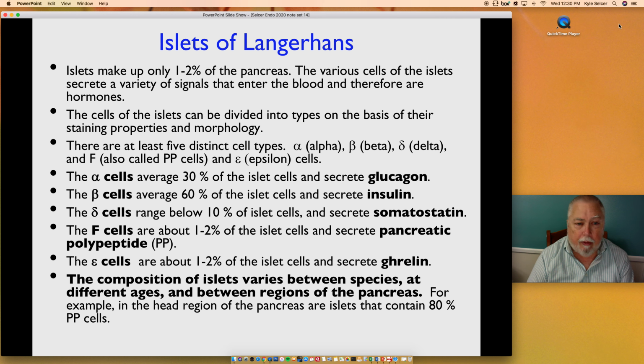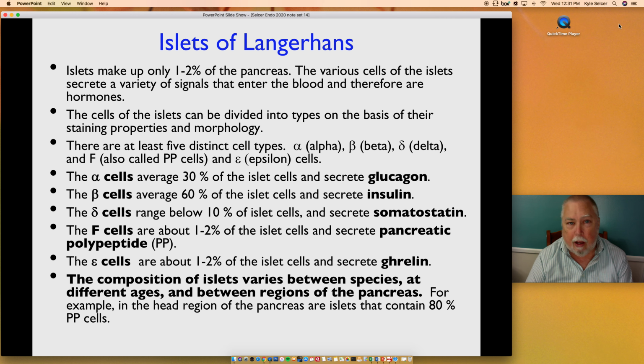The delta cells are below 10% of the islets, and they secrete somatostatin. F cells are 1% or so of the islets, and they secrete pancreatic polypeptide. And the epsilon cells are less than 1%, and they secrete ghrelin, which is a more recently discovered hormone. The composition of islets varies between species and at different ages and between regions of the pancreas.